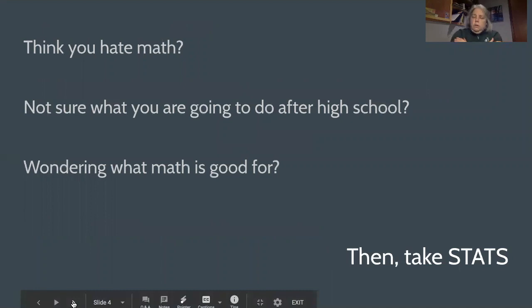But what if you're like, I hate math, Tammy. I don't know what I'm going to do after college. And what is math good for anyway? Stats is the class for you.